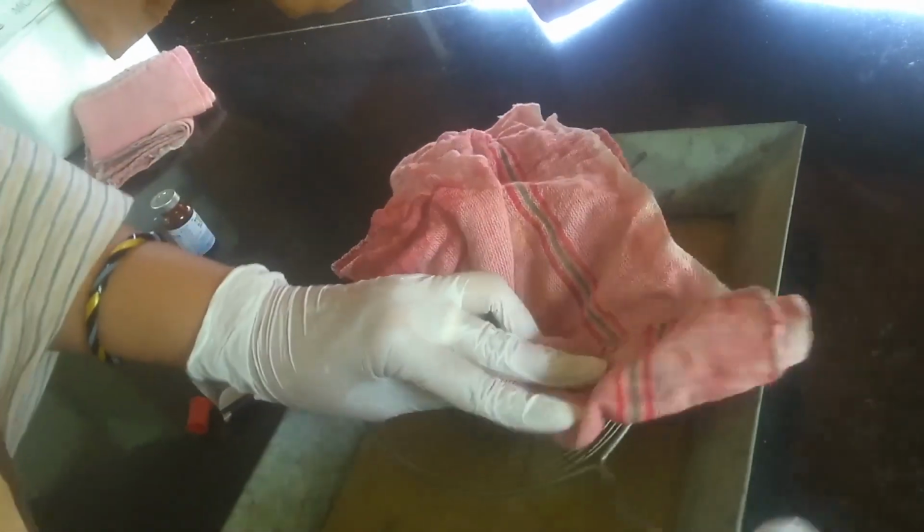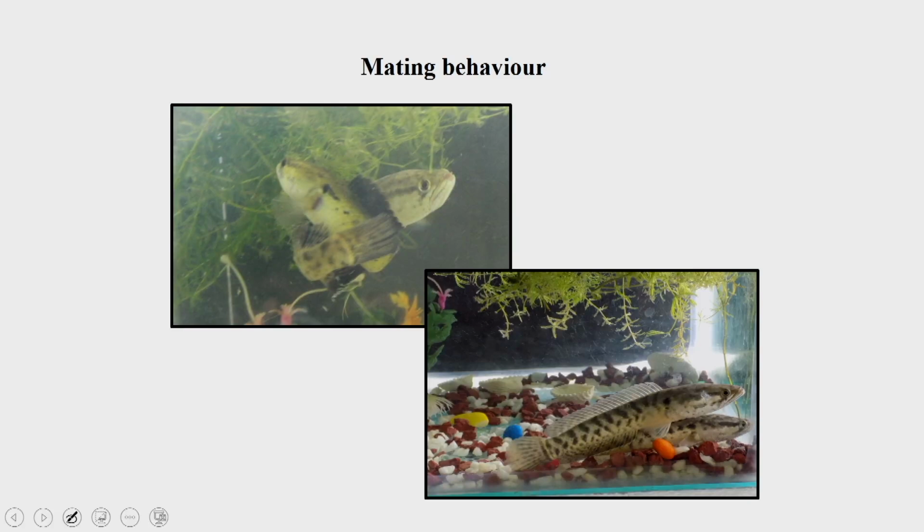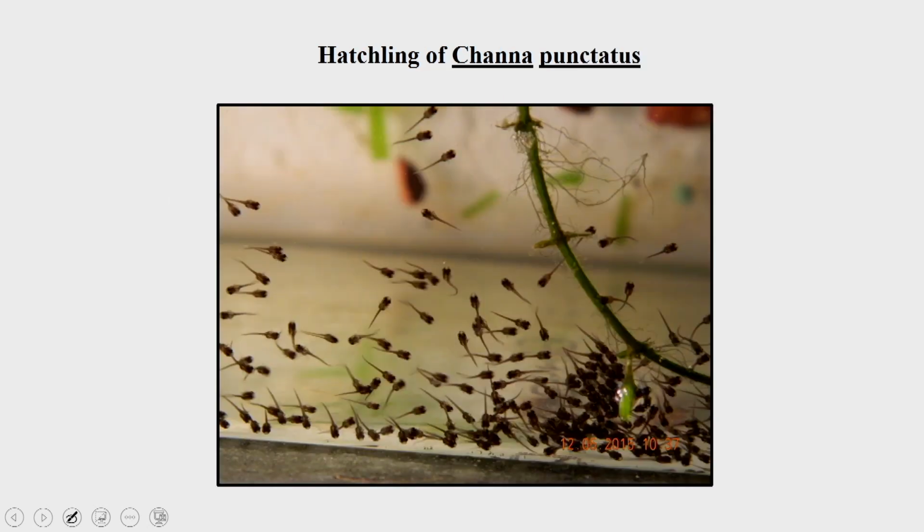and then you are going to keep the male and female together for the mating. Once they mate, they are going to produce the eggs which are going to be fertilized, and then ultimately they go for the hatching. What you see is a classical picture of the hatching of Channa punctata, where you can see the small hatchlings coming out from the eggs, and these hatchlings will further develop.